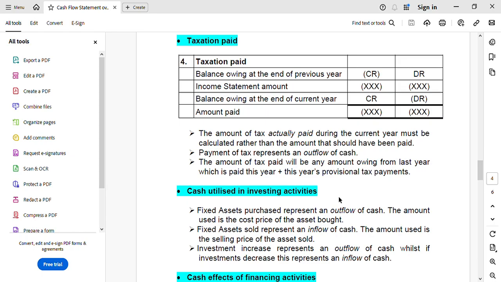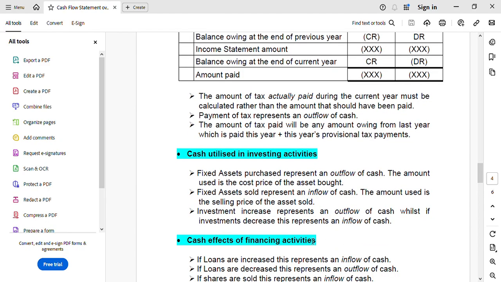Right, let's move on now to investing activities, which are your fixed assets bought or sold, as well as your fixed deposits which have been increased or decreased. If fixed assets have been purchased, you obviously pay for those, so that will be an outflow of cash, and you will report the cost price of the asset bought. If fixed assets have been sold, that's going to represent an inflow of cash because you're going to receive money, and the amount that you use is going to be the selling price of the asset sold. And at school level, we assume that we always sell fixed assets at carrying value.